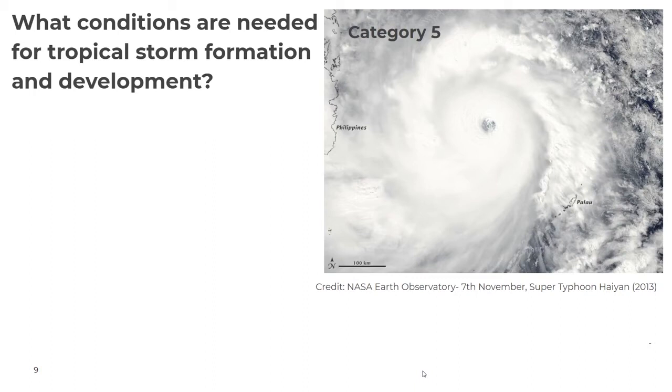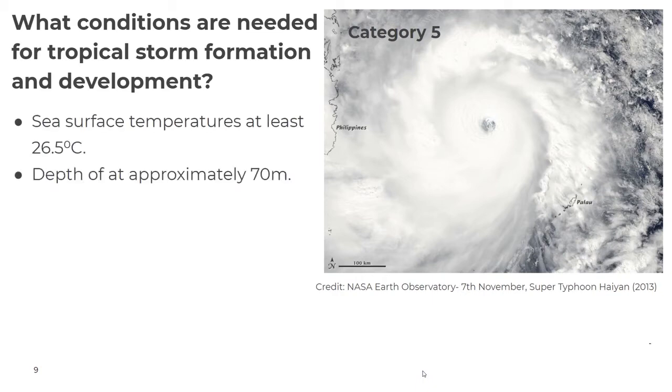So let's consider what creates or forms a tropical storm as a reminder. So tropical storms require sea surface temperatures to be at least 26.5 degrees Celsius to a depth of approximately 70 metres to form. This allows rapid evaporation of warm, moist air. This warm, moist air will cool and condense in the atmosphere to create huge cumulonimbus storm clouds.